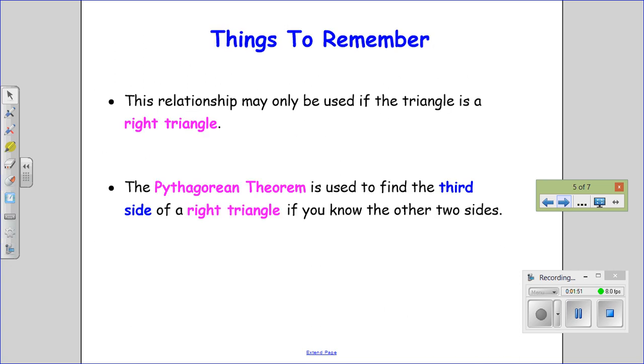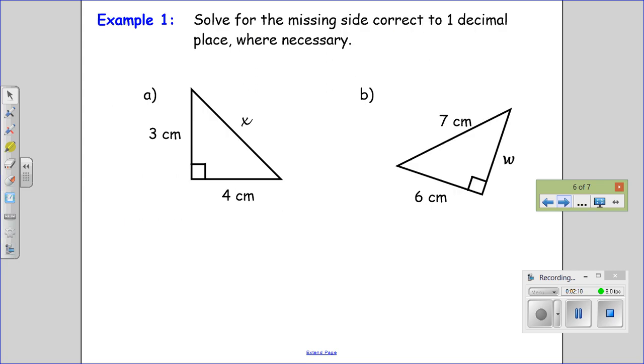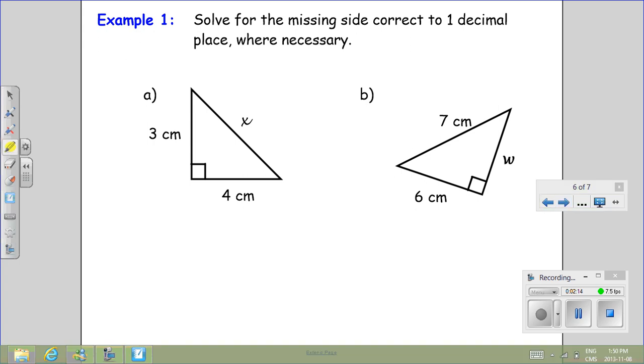Things to remember about using the Pythagorean theorem. It may only be used if it's a right triangle. If it's not a right triangle, you cannot use the Pythagorean theorem to find the third side of a triangle if you know the other two sides. Only if it's a right triangle can you use it to find the third side if you know the other two sides. For example, solve for the missing side correct to one decimal place where necessary.